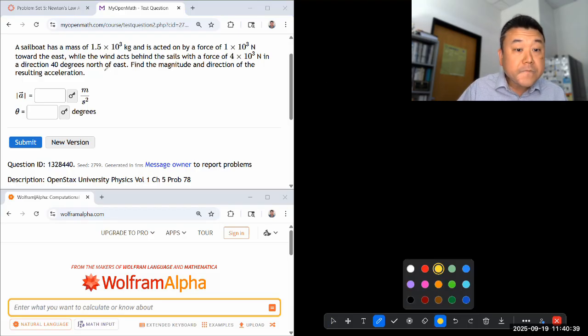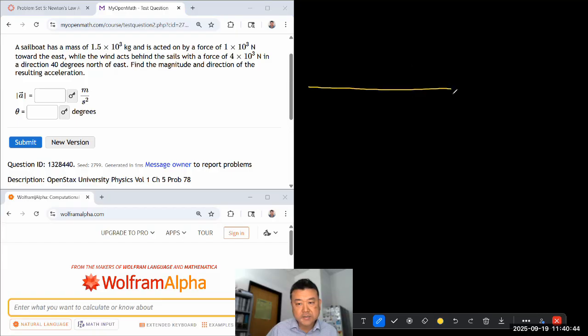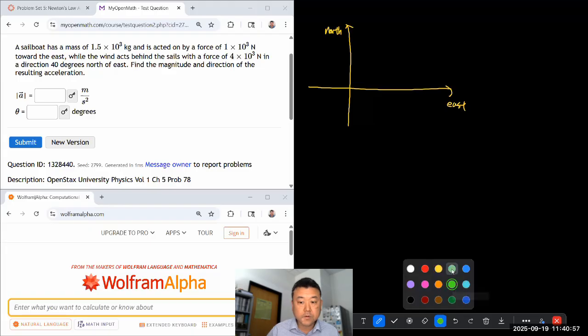I think the way the axes are defined is east is my x-axis, and north is my y-axis, plus y. So I'll draw my forces that way. So there's a force of 1 times 10 to the 3 newtons towards the east.